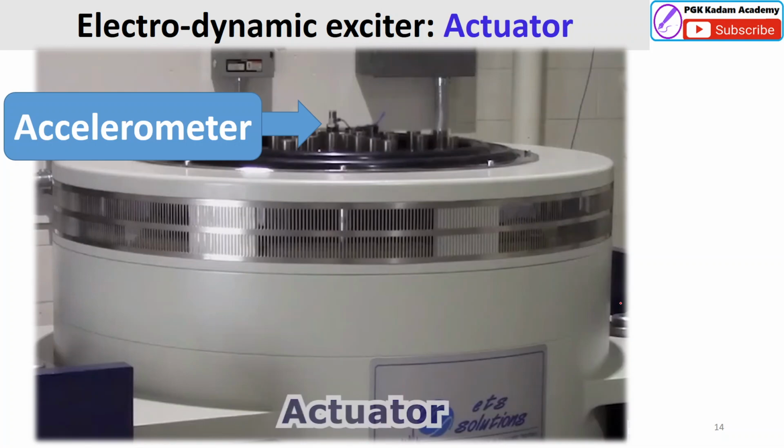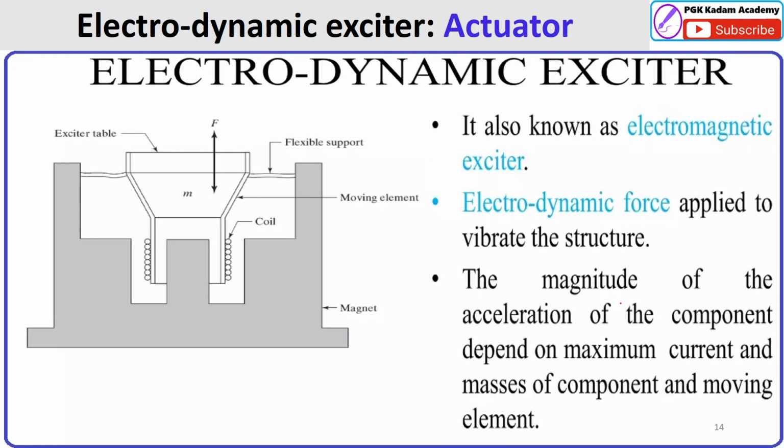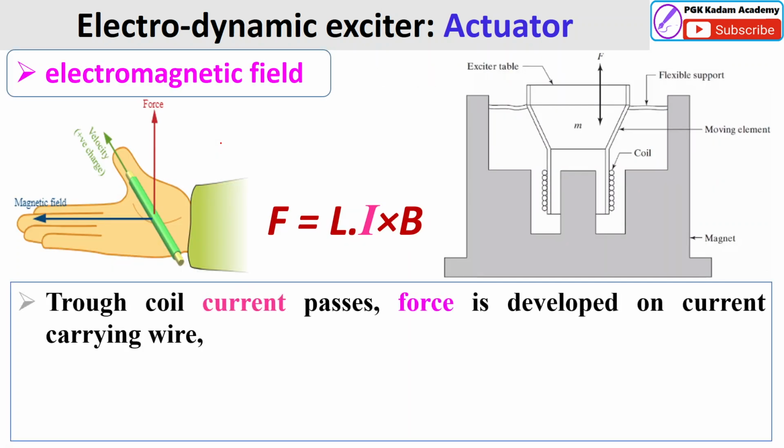This electrodynamic exciter or shaker is also known as an electromagnetic exciter, because it works on the electromagnetic principle. The electrodynamic force is applied to the vibratory structure, on top of the exciter table, as you can see here. The magnitude of acceleration of the component depends on the maximum current and the masses of the component and the moving element on top. The working principle of the electromagnetic field you already know.